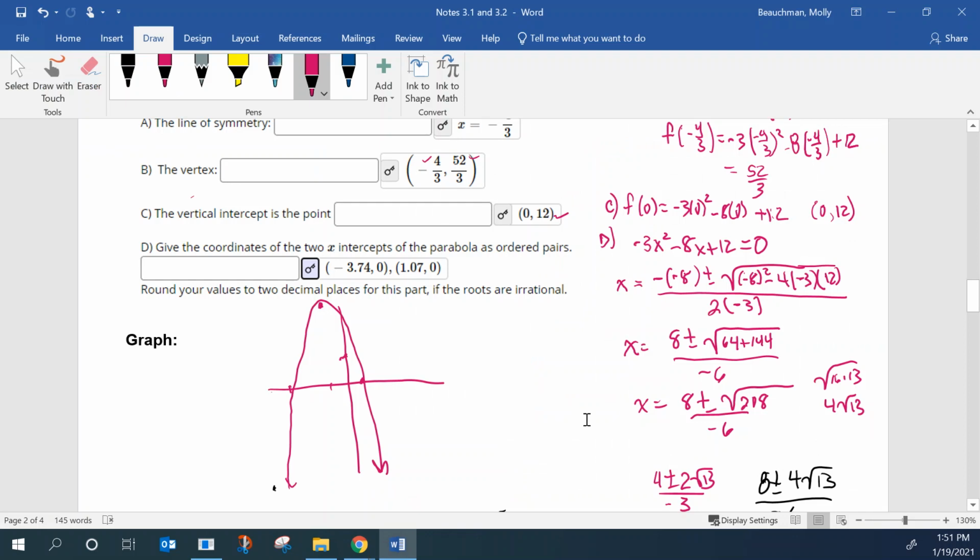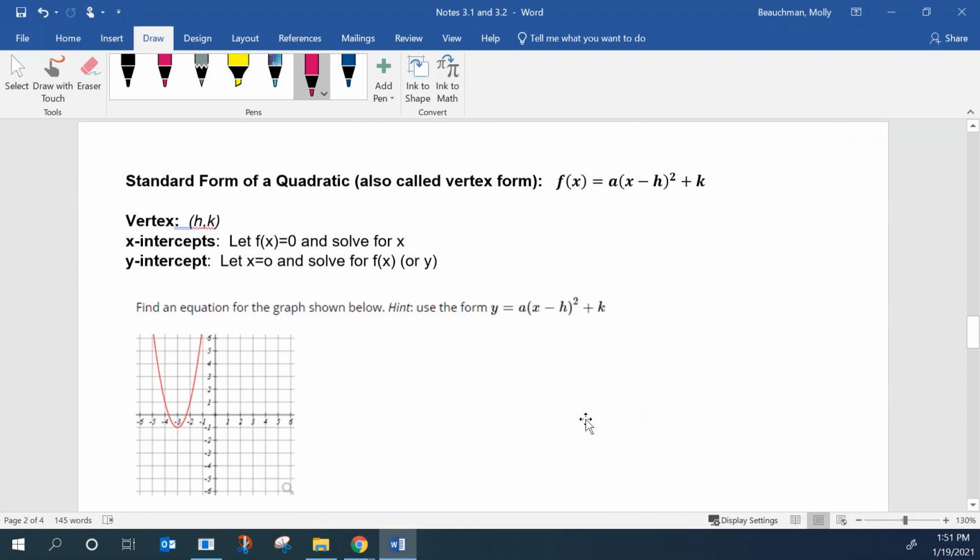All right, next item we're going to take a look at is standard form. We also call this vertex form. So the vertex, if it's in this form, you get a times x minus h squared plus k. hk is the vertex, so no work required. For x-intercepts, you still let your function equal 0 and solve for x. Your y-intercepts, you let x equal 0 and still solve for y.